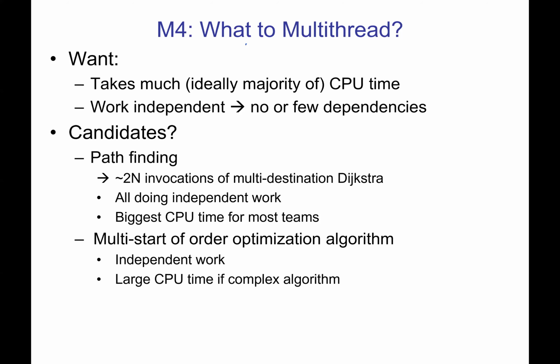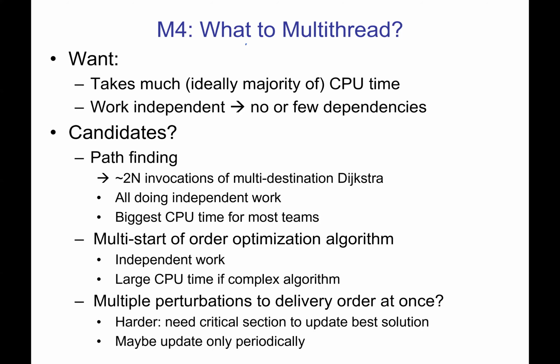Another one would be multi-start of your order optimization algorithm. We said that you can take any algorithm and just try it with different starting points, and you'll tend to get somewhat better results. Those are independent because you're just starting from different starting points, and you're not trying to share any information. And they could take a long time if your algorithms are complicated. So that's another thing that's pretty easy to see how you can make parallel.